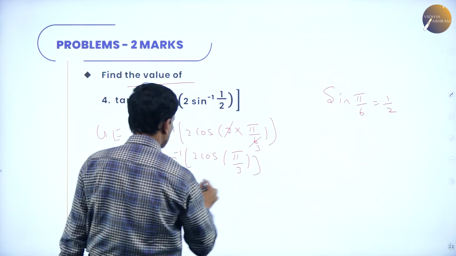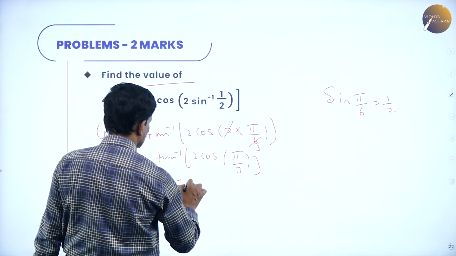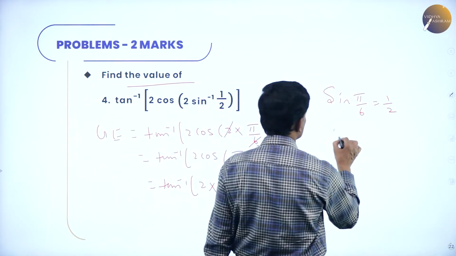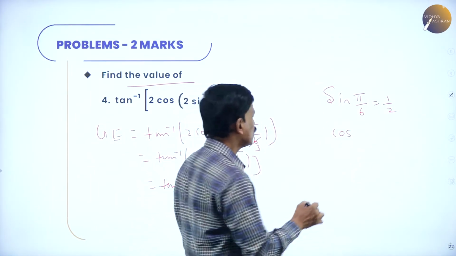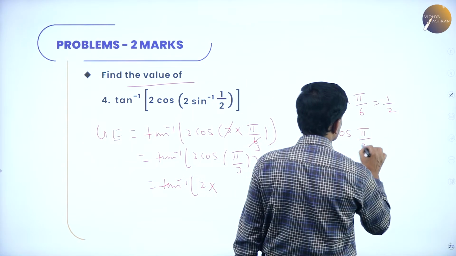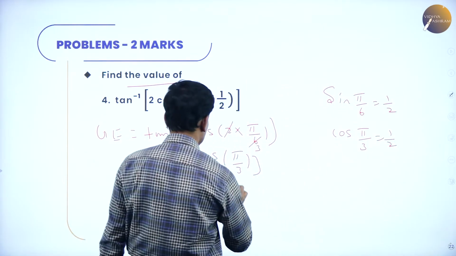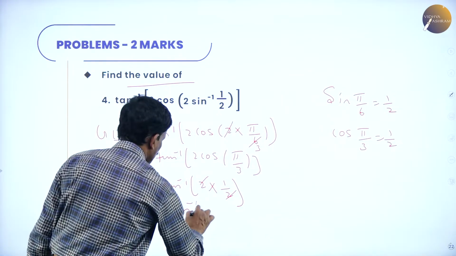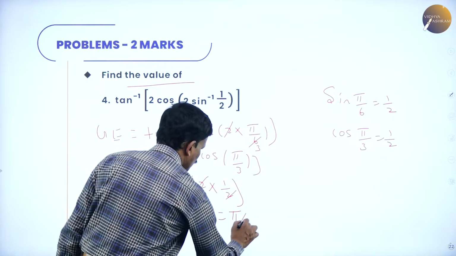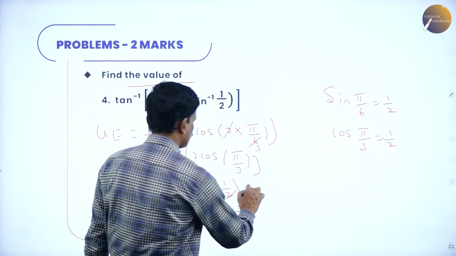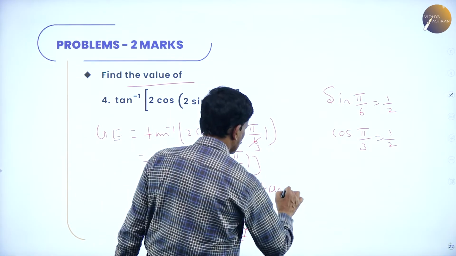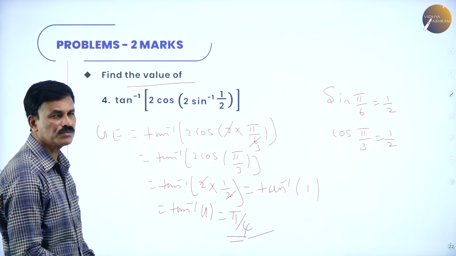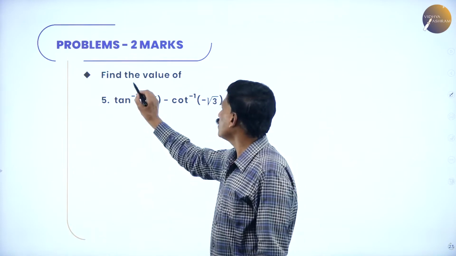Now, what is cos pi by 3? Cos pi by 3 is nothing but cos 60 degree. Cos 60 is equal to 1 by 2. So, this 2 and 2 gets cancelled. We will get tan inverse of 1. What is tan inverse of 1? Pi by 4. Tan inverse 1 is nothing but pi by 4. That's it. Okay.